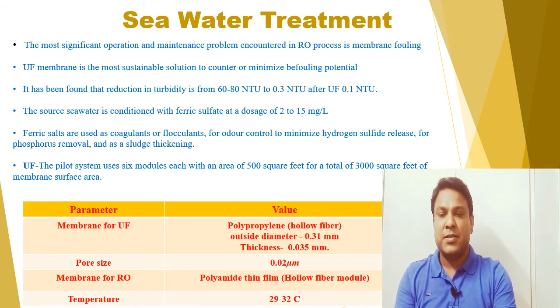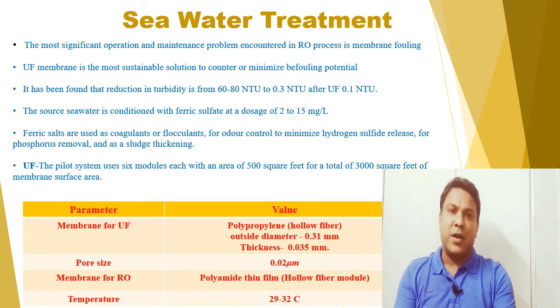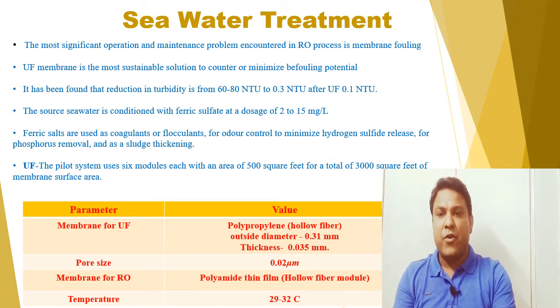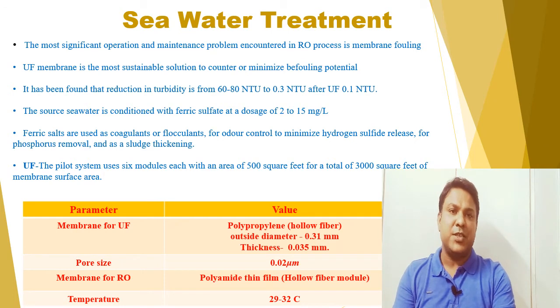Here are the parameters. The membrane for UF which is generally used is polypropylene hollow fiber. Outside diameter is 0.31 mm, thickness is 0.035 mm, and pore size is in the range of 0.02 micrometer. This is designed as per the need or presence of the minerals we are going to balance with the help of reverse osmosis or ultrafiltration. The membrane for RO, reverse osmosis, is polyimide thin film hollow fiber modules. Nowadays we use TFC or a combination of these, and the optimized temperature is 29 to 30 degrees Celsius.